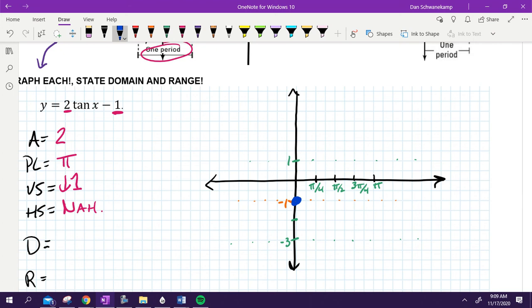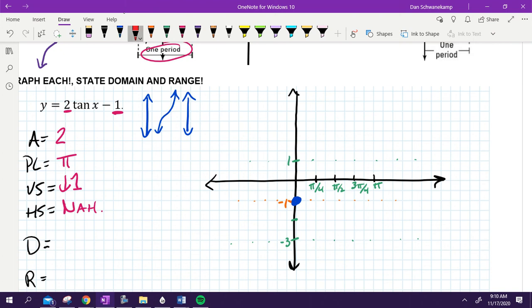Okay, that is the middle of my graph. My period length is pi. That's the center. So how much do I need to go to the right to make my asymptote line? Pi over 2. Think about what I'm just saying. Okay, I have 2. This is a full period length. I have 2 asymptote lines in a tangent graph.